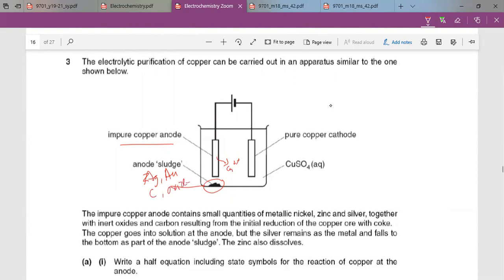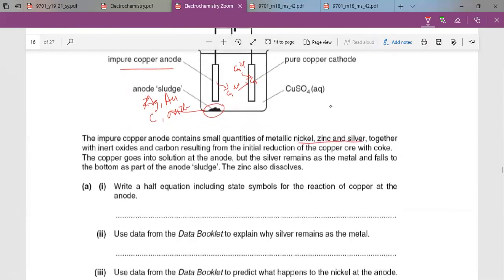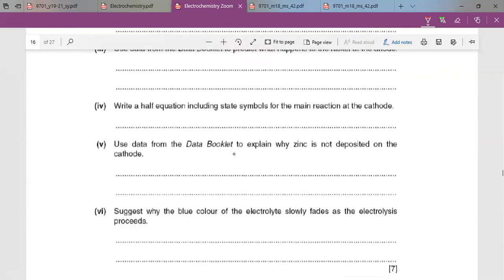So dissolve here, and of course, coming to here will be copper. Cu2+ will go into here. It's copper, right? So impure copper anode contains so forth. We did last week, nickel, zinc, whatever. So remember, they say the copper goes in the solution at the anode, but silver remains a metal and falls at the bottom as a sludge. And zinc also dissolved, and so forth now.